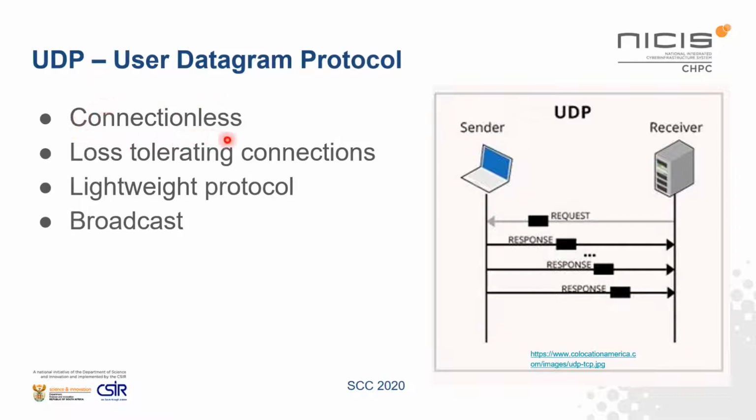UDP is a connectionless protocol. It's used for loss-tolerating connections. The image on the right shows this in action. The sender doesn't really care if what it's sending out is not being properly received on the other end. If it receives a request from the receiver, it just fires off all of its responses. And I'll explain shortly when or why that would be a nice feature. It's important to know that UDP is a lightweight protocol, and it's this lack of waiting for a confirmation of receipt before it sends more packets that is why UDP is typically a low latency protocol.